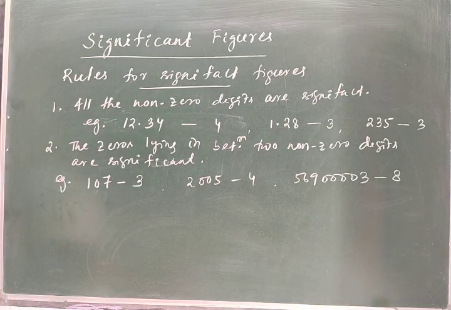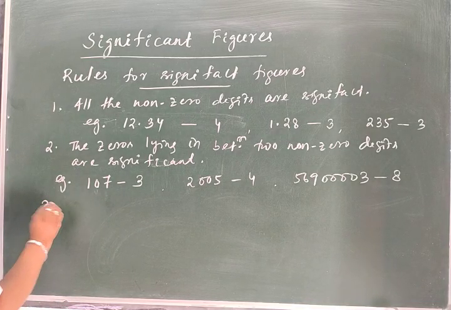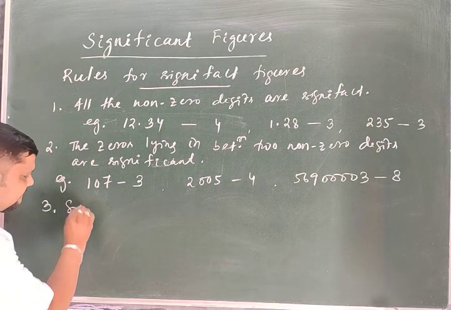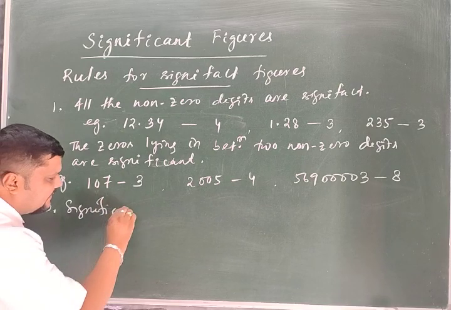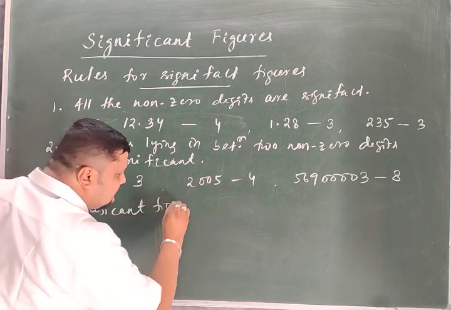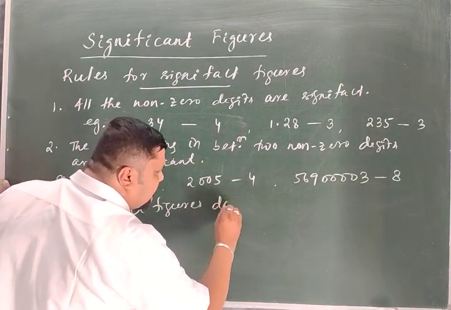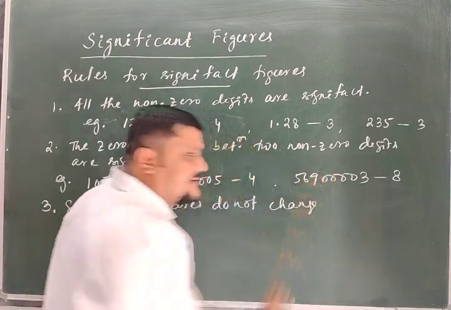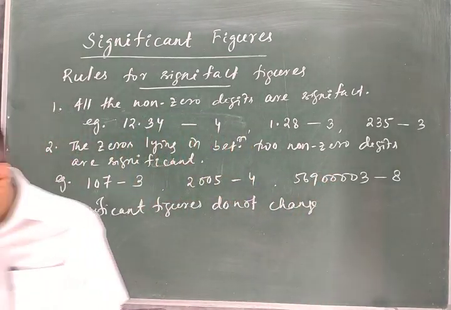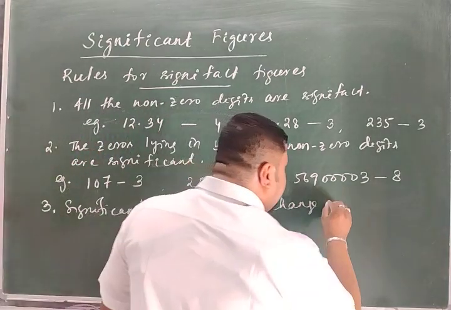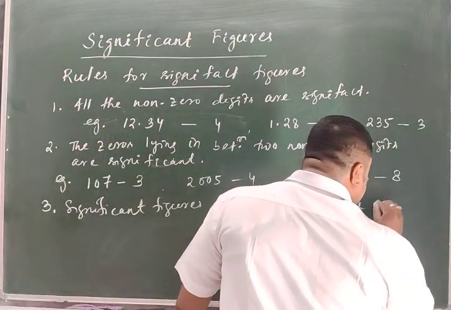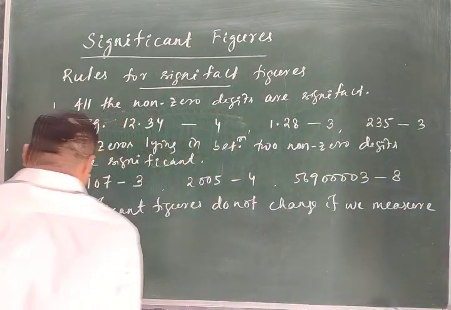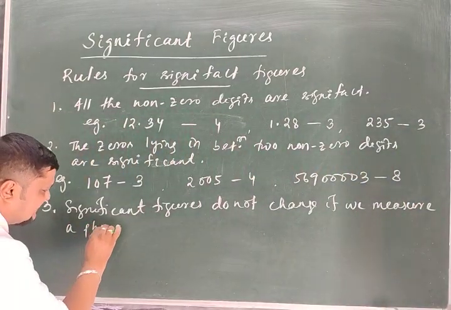And next, rule number 3: the significant figures do not change if we measure a physical quantity.